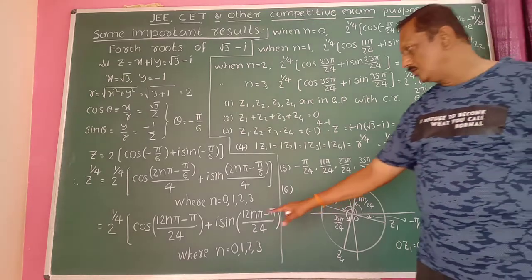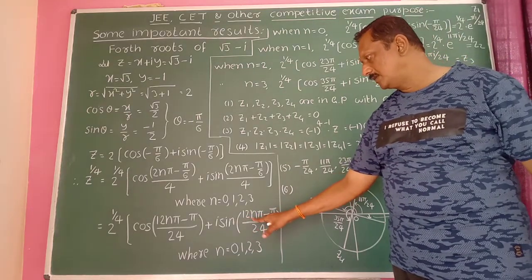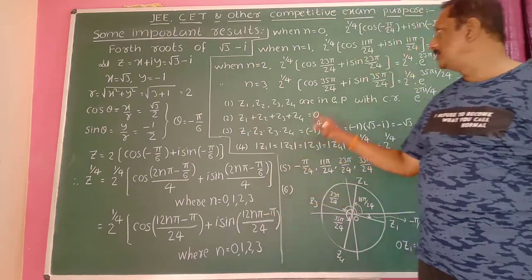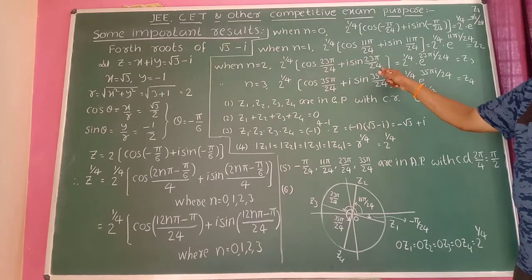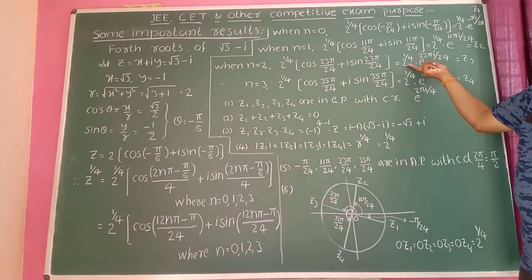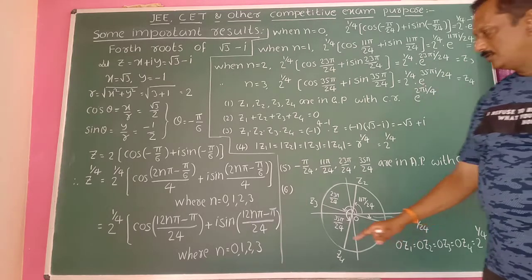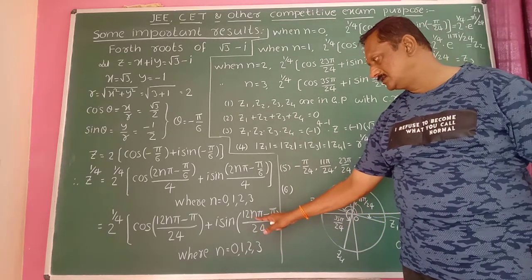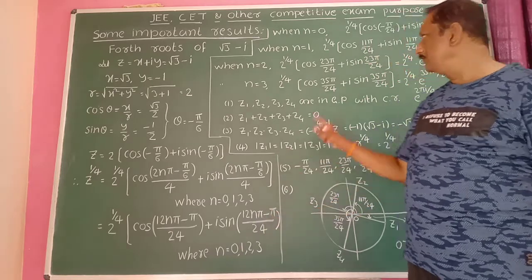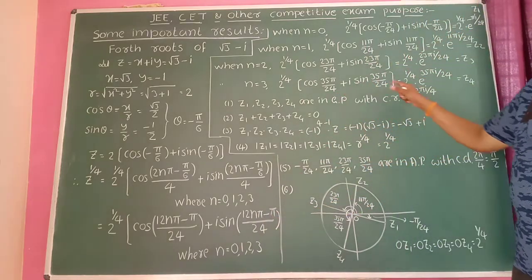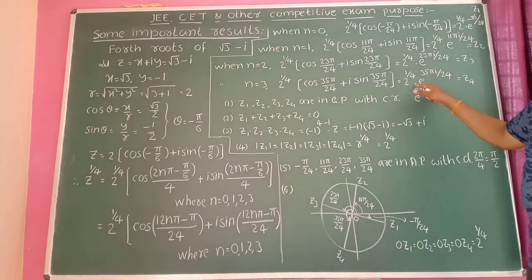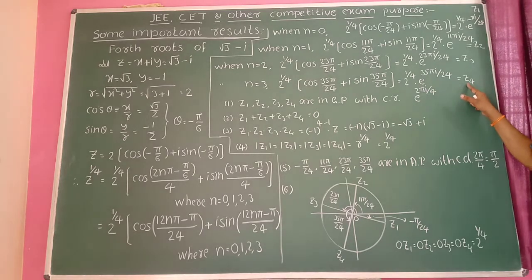Put n value 2 here. 2 into 12 is 24 pi, 24 pi minus 5 pi gives 19 pi divided by 24. This is an exponential form. Take this one as z3. Put n value 3 here. 12 3s are 36, minus 5 is 31 pi by 24. And this is an exponential form. Take this one as z4.